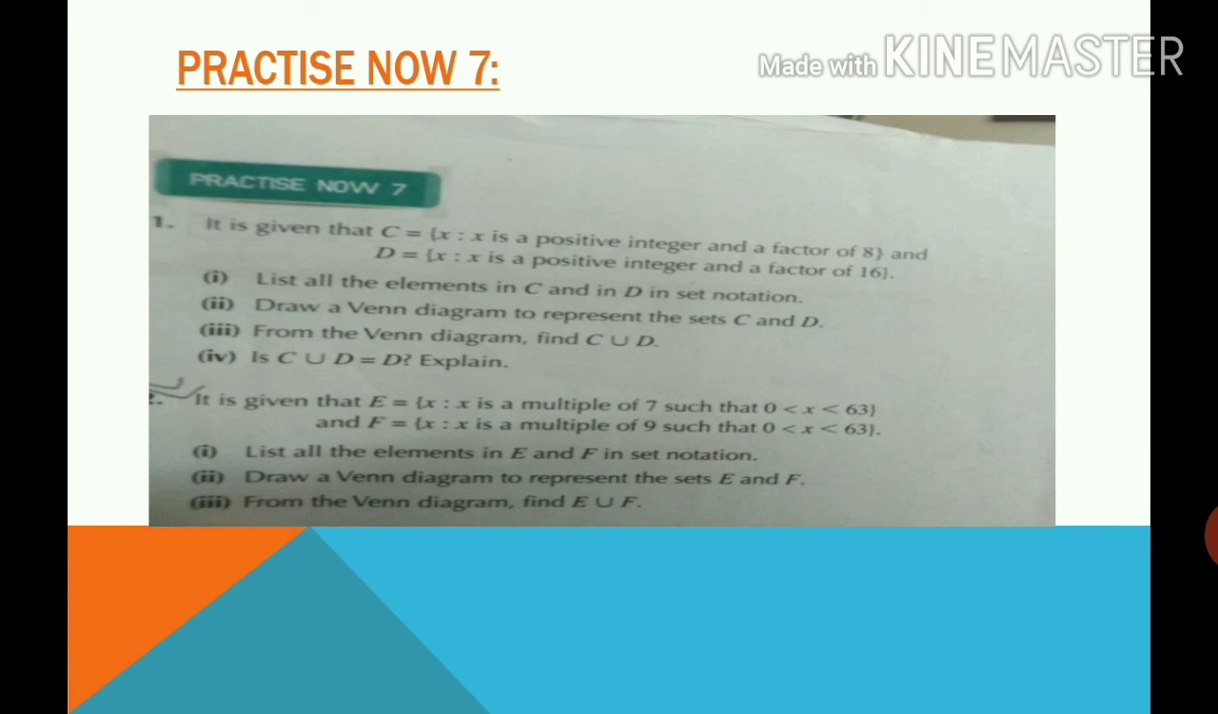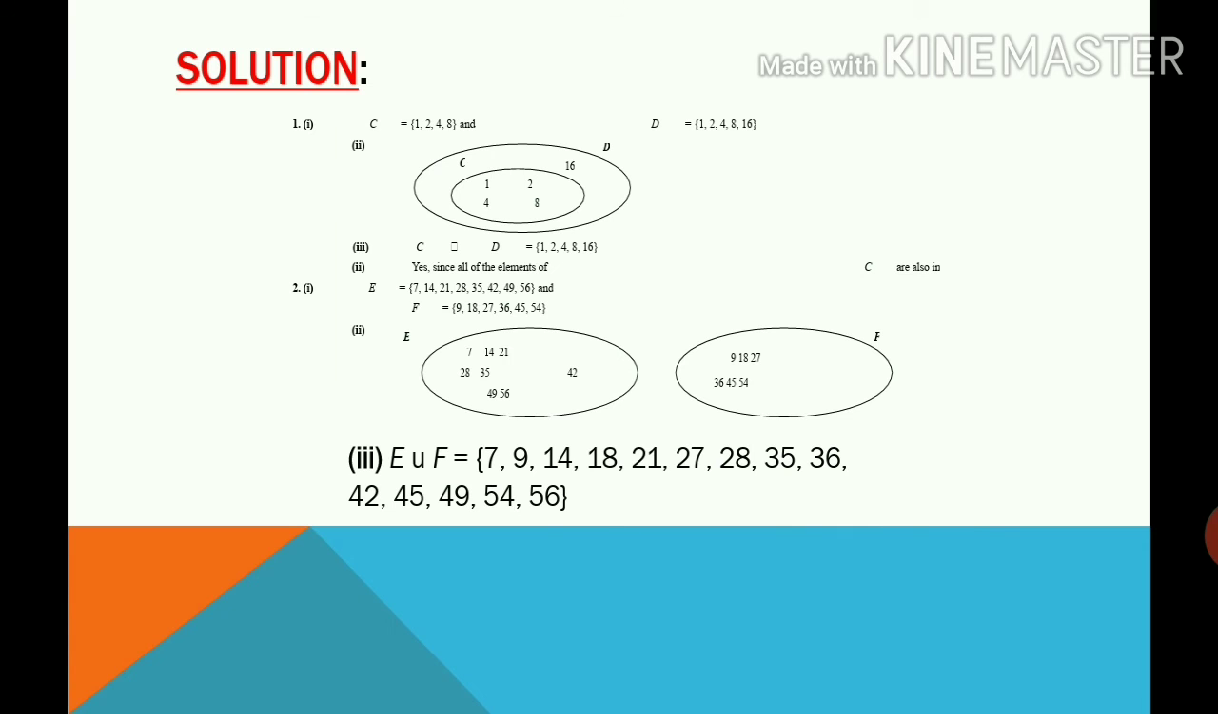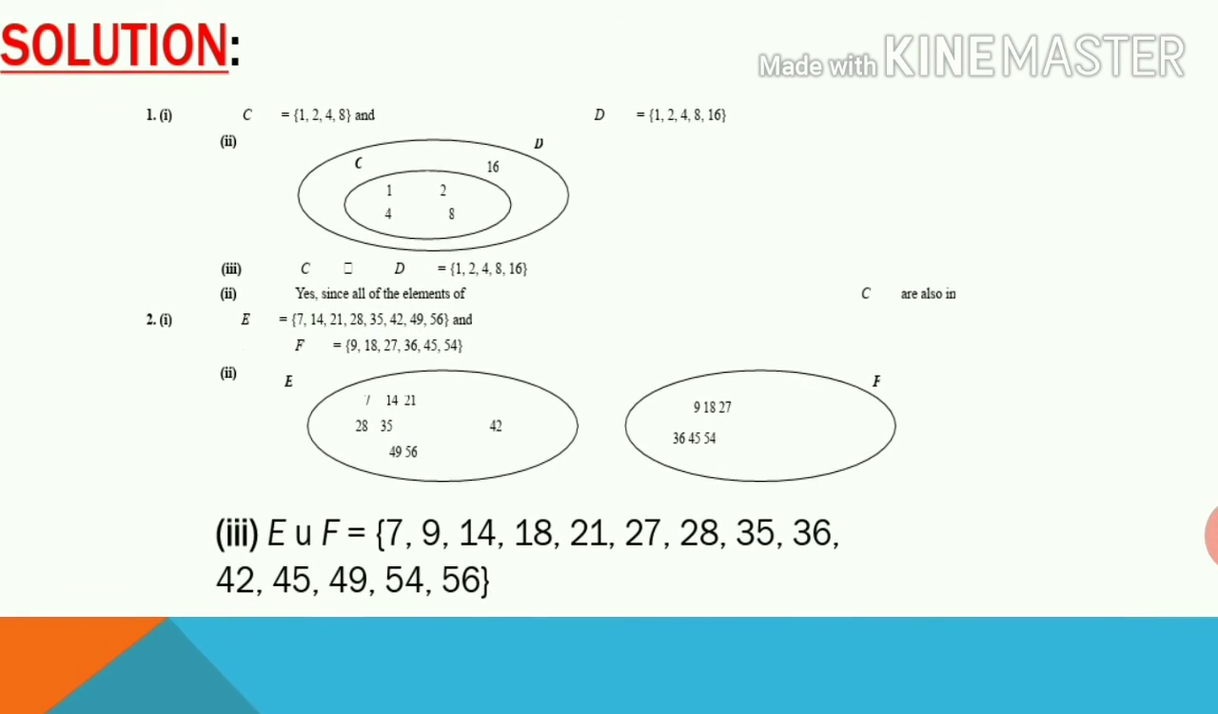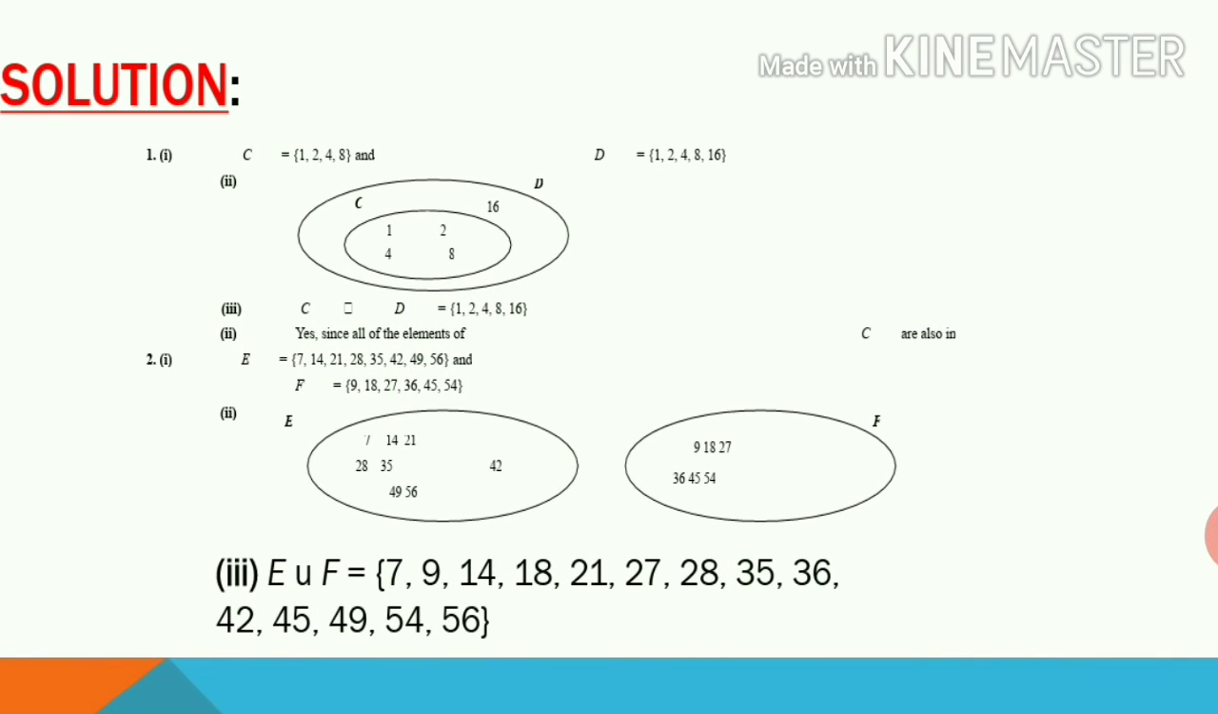Now see part 2. Part 2 is: draw a Venn diagram to present the sets E and F. Now you have to show the elements in the Venn diagram. Here you can see that there is nothing common in set E and in F. There is no element common, so you will draw two separate circles to show set E and set F. So this first circle is showing set E and the second circle is showing set F.